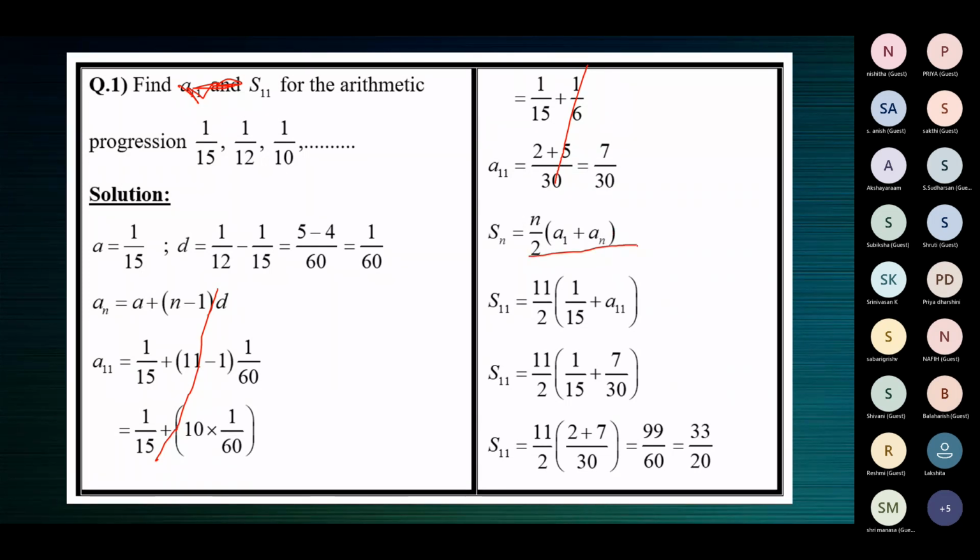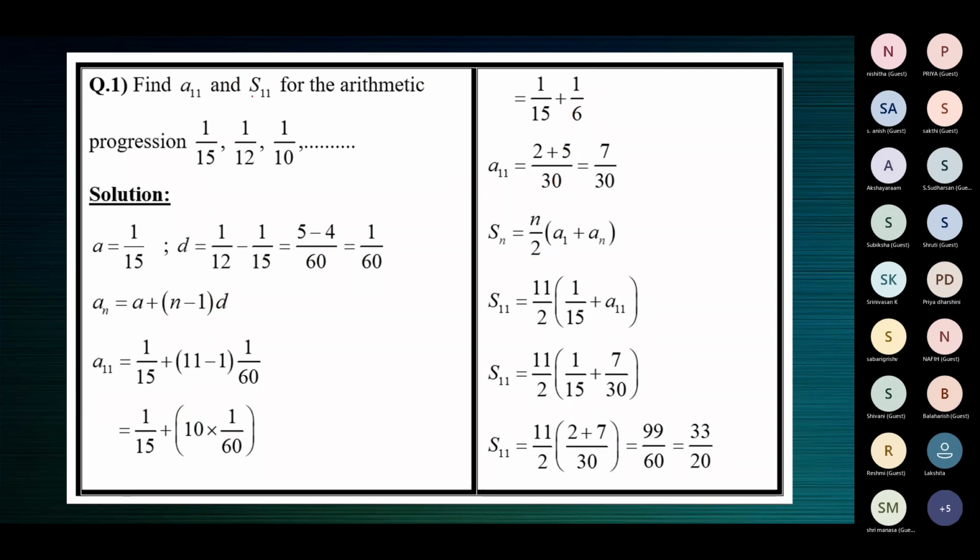N by 2, n is 11. First term we know, from the AP you can make out the first term, plus the last term, A11. But we don't know A11. Then you have to find A11 and substitute that in this formula. If you don't want to find A11, then you should use the other formula. Without finding A11, you can use this formula.